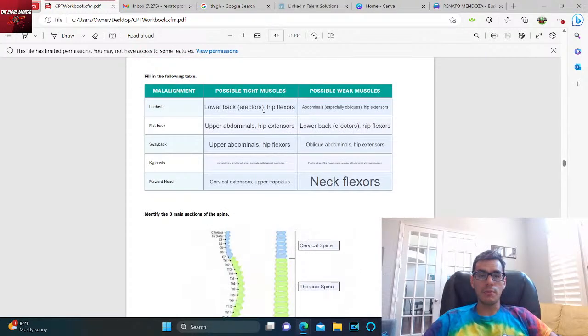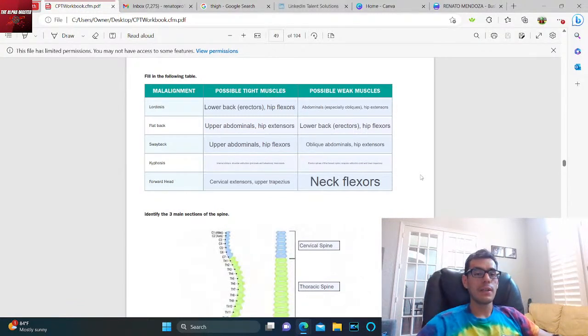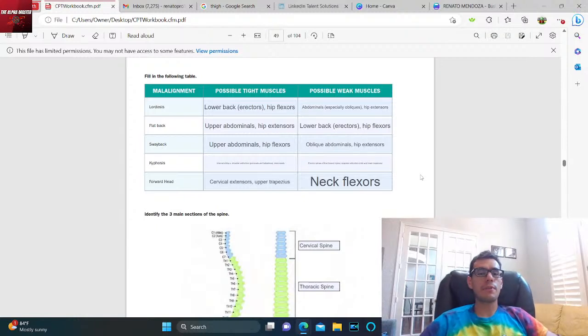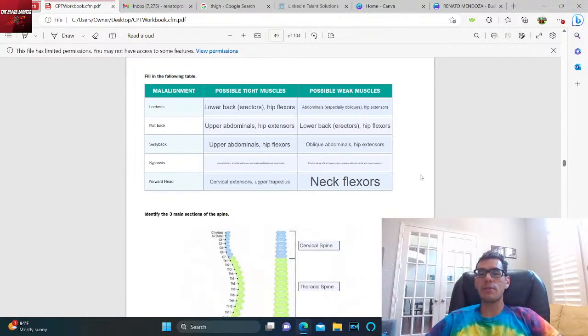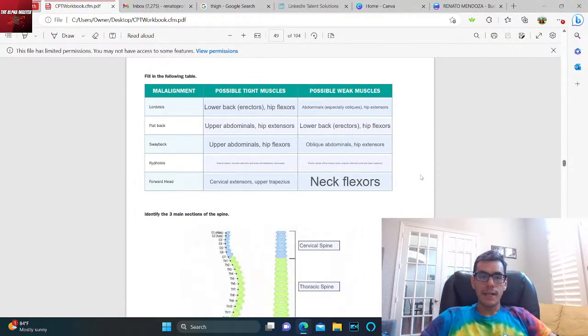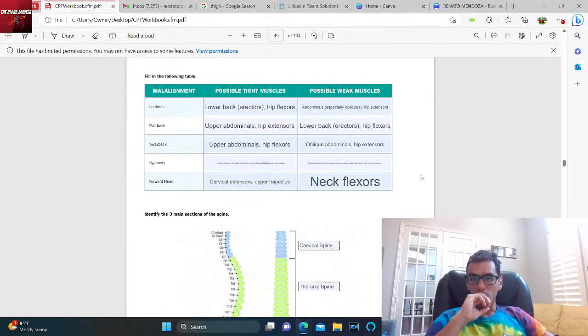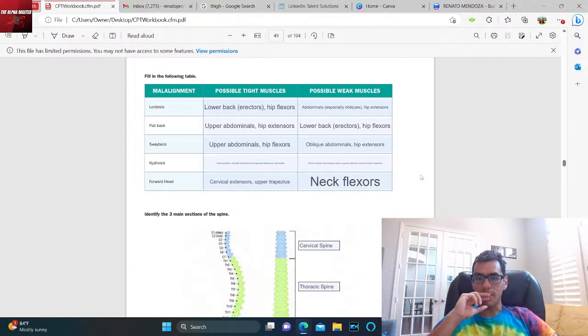For lordosis, the possible tight muscles are the lower back erectors and hip flexors, and the possible weak muscles are the abdominals, especially obliques, and hip extensors. For the flat back, the possible tight muscles are the upper abdominals and the hip extensors, and the possible weak muscles are the lower back erectors and the hip flexors. For the sway back, the possible tight muscles are the upper abdominals and the hip flexors, and the possible weak muscles are the oblique abdominals and the hip extensors.